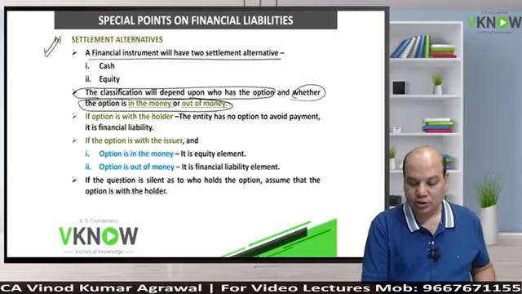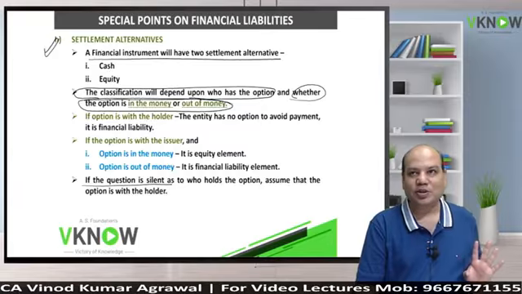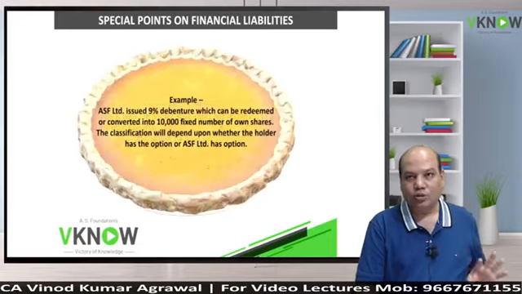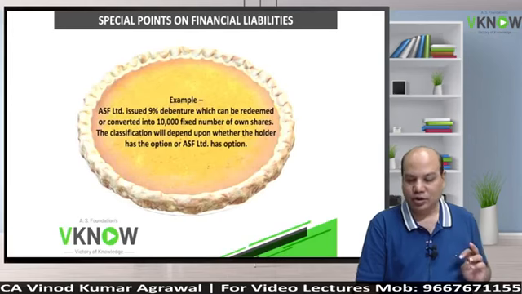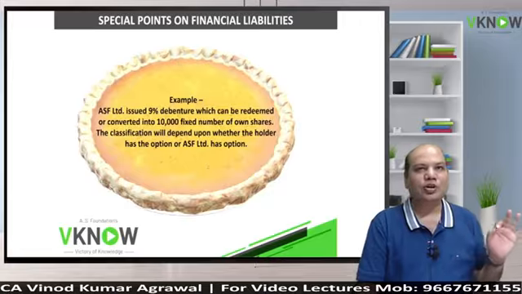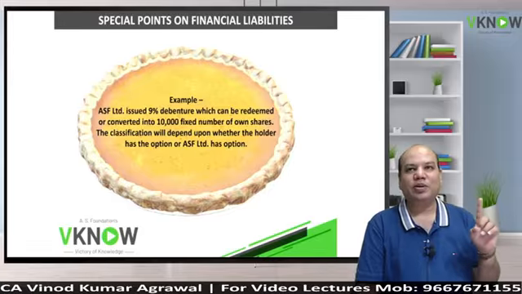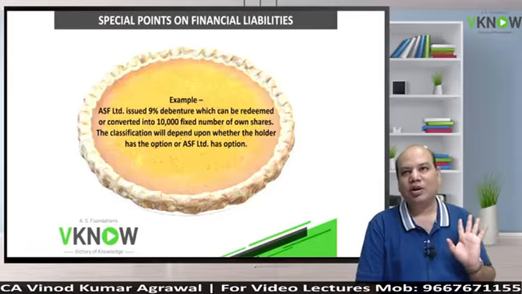Now the next issue is, the institute question is silent many times. Tomorrow also, when we solve one question, they don't mention who has got the option. So what you will always assume, to keep it simple, is that it is the holder who has got the option. If it is the holder who has the option, the redemption of the principal part will be treated as a financial liability.